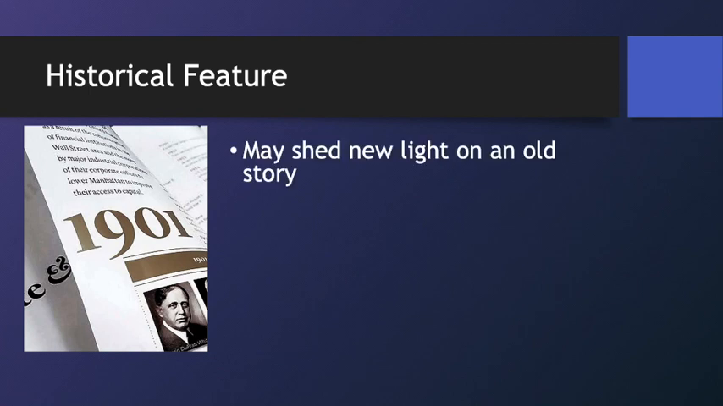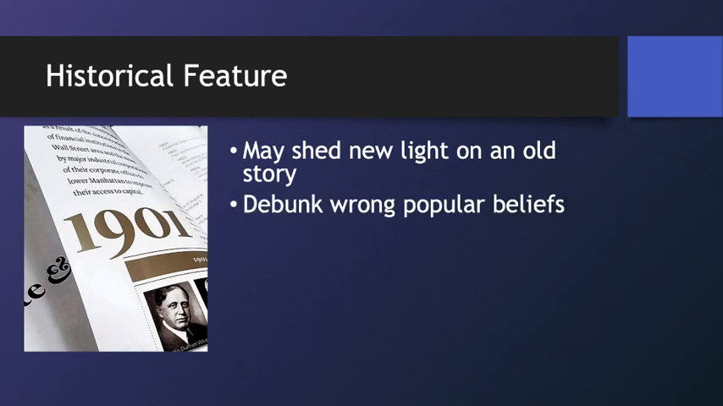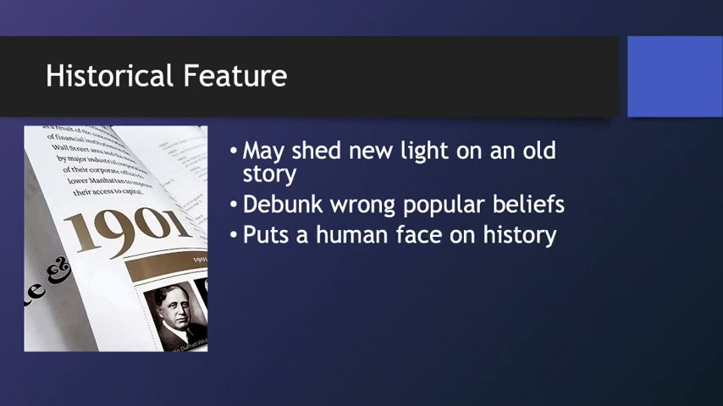These are like the one that we read about Emmett Till. Basically, you're shedding new light on an old story. That's what he was doing. He was trying to get new information. You may want to debunk wrong popular beliefs in your history story. So you may want to write about something that people have always kind of misunderstood. You want to put a face on history.